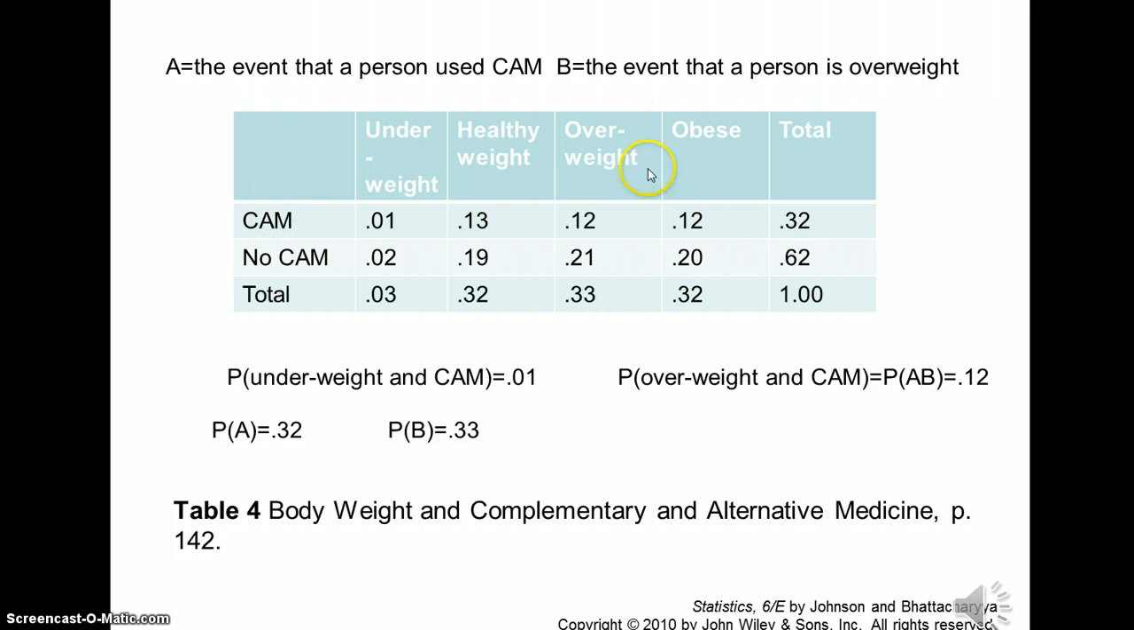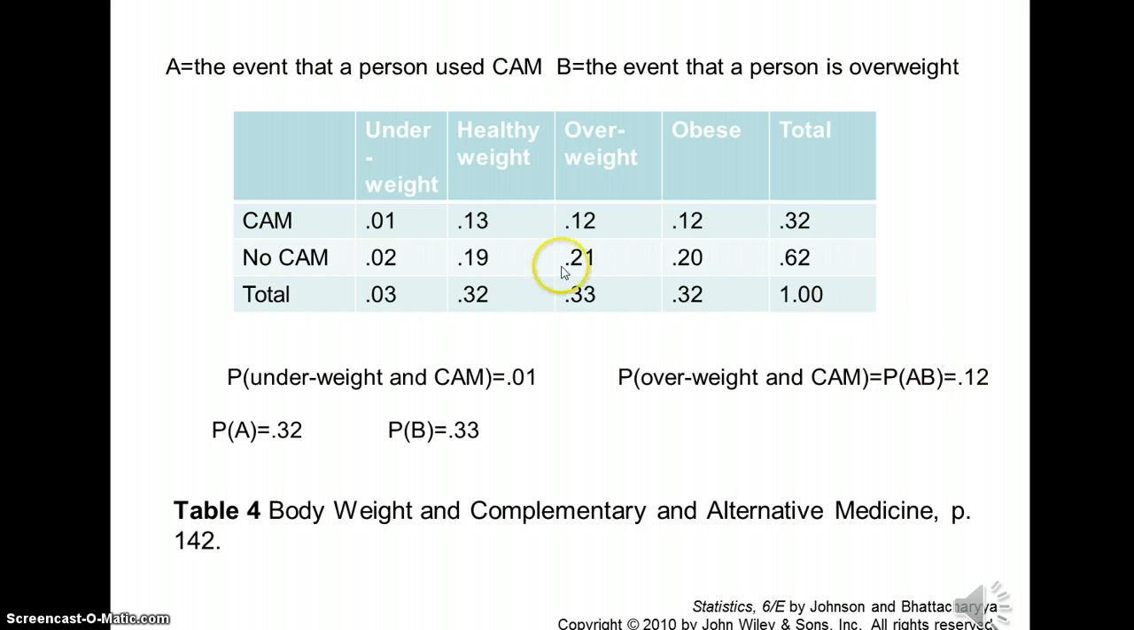We use the CAM and overweight. For CAM, we use the letter A. For overweight, we use letter B. So that means A and B. For A and B, we use the notation P(A and B), which we talked about before. So this 0.12 means P(A and B), the intersection.